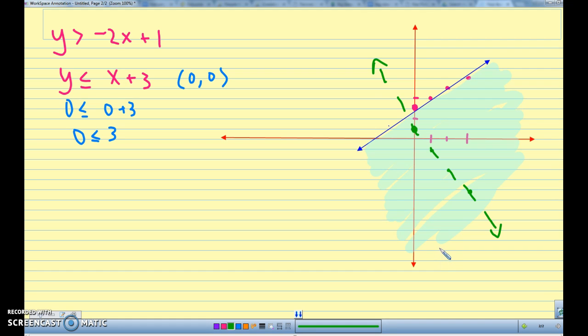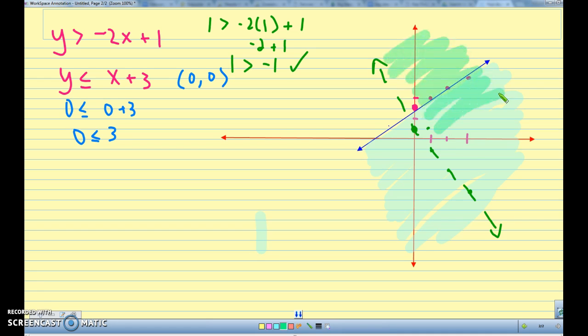And then again, I pick a point on either side of the line to see if it's true. I'm going to go ahead and pick 1, 1, which was over here. So let's see if that's true. So it says 1 is greater than negative 2 times 1 plus 1. Negative 2 times 1 is negative 2. Negative 2 plus 1 is negative 1. 1 is greater than negative 1, so that side of the line is where I shade. So I take my second highlighter, and I shade that side of the line.